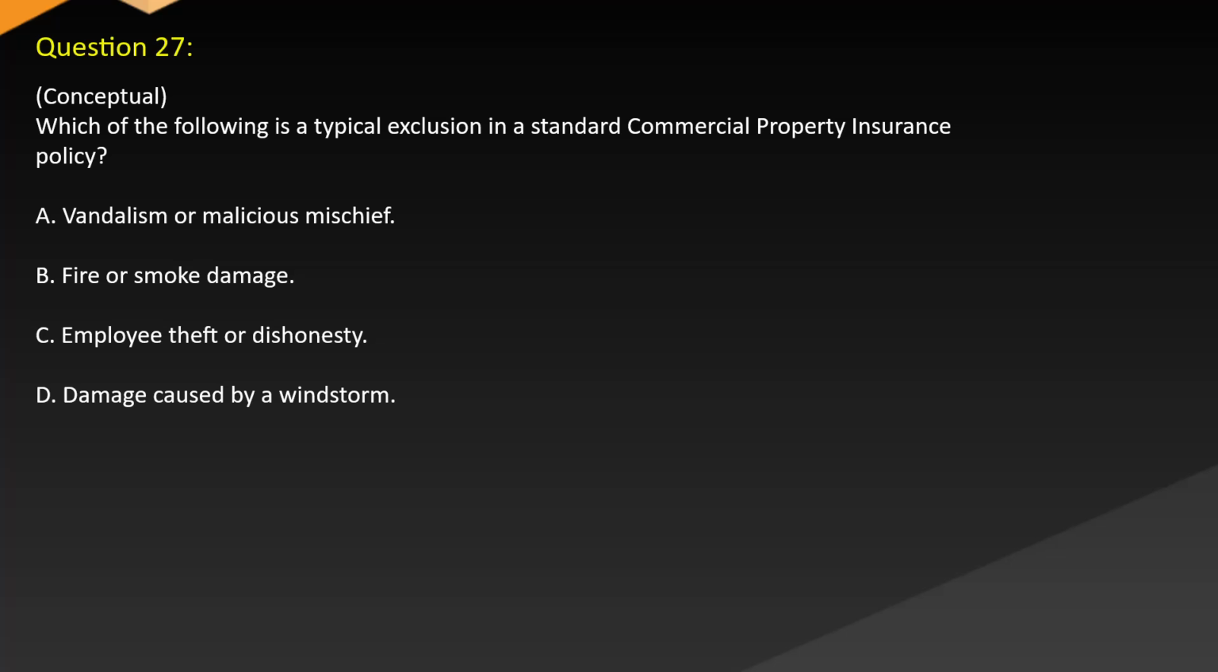Question 27. Conceptual. Which of the following is a typical exclusion in a standard commercial property insurance policy? A. Vandalism or malicious mischief. B. Fire or smoke damage. C. Employee theft or dishonesty. D. Damage caused by a windstorm.